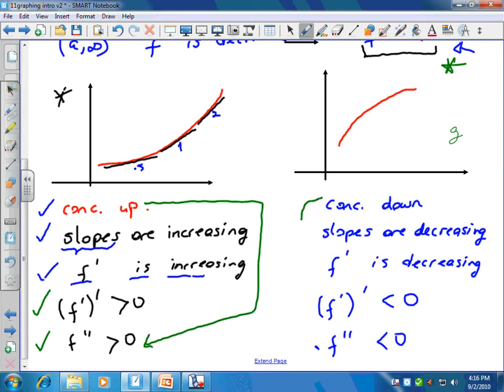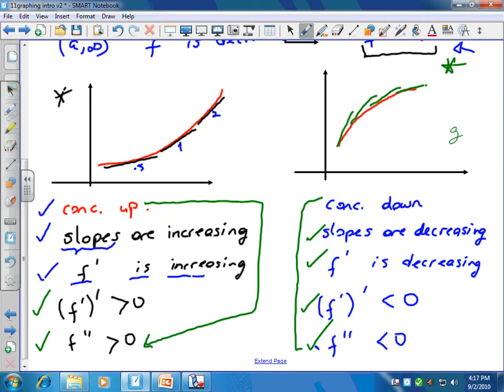And you can do a similar argument with concave down, and you're going to see that if something is concave down, slopes are decreasing. That means f prime is decreasing, and a quantity decreasing means its derivative is less than 0. So f double prime is less than 0.